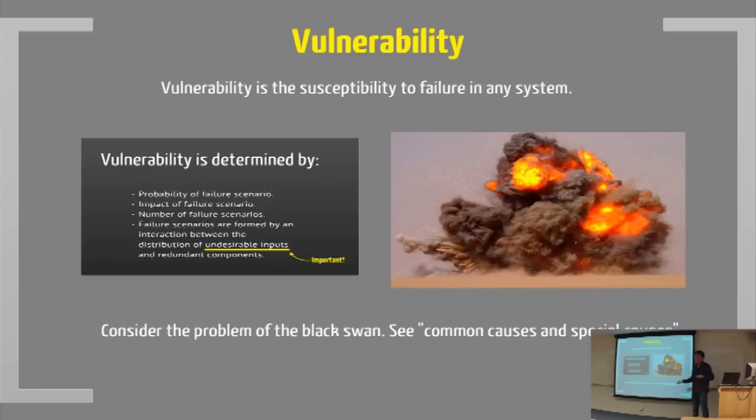So what if he's sick? Does he come in and spread disease to everybody, and suddenly there's a huge outbreak? Then there's the number of failure scenarios. Well, you could get sick, you could get shot, he could die, he could go crazy, all sorts of things. Failure scenarios are formed by the interaction between the distribution of undesirable inputs and redundant components. Obviously there are inputs you desire, and these are ones that you probably plan for, and there are inputs that you don't desire. Those are the ones that end up forming the redundancies.